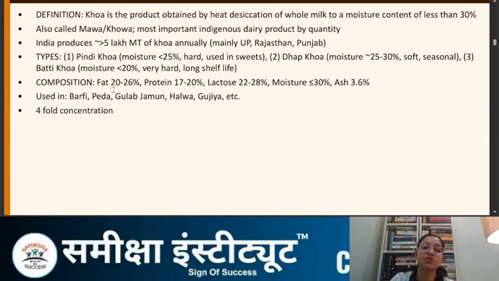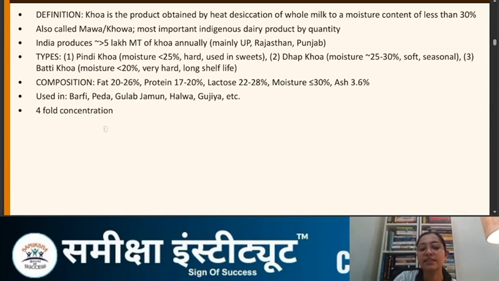The fat composition will be 20 to 26%, as we've studied already. Protein will also be around 20%. If you find it difficult to remember, please remember that it will be around 20%, because we are concentrating it. I've told you that it is a concentrated milk product, a concentrated whole milk product.